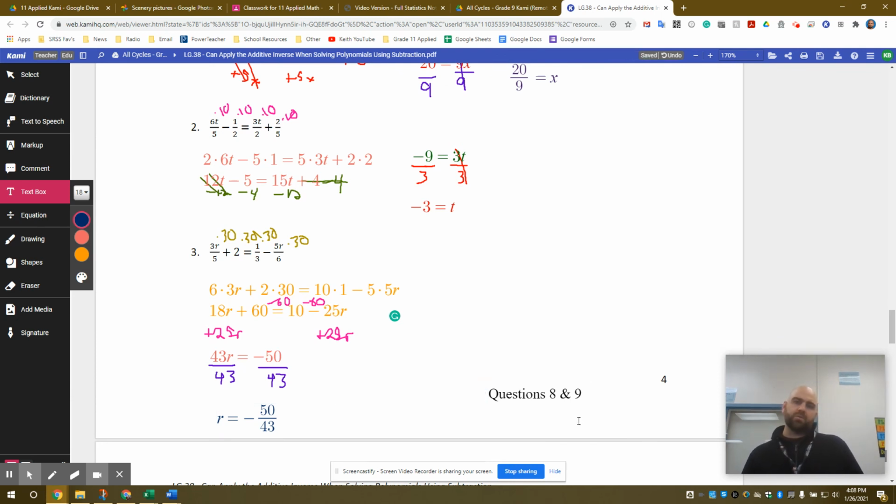Questions 8 and 9, I want you to work on that. Question 8, you're going through, does it actually work? Did the people do it correctly? So you have to kind of follow that along. And question 9 is all about multiple fractions inside of an equation.